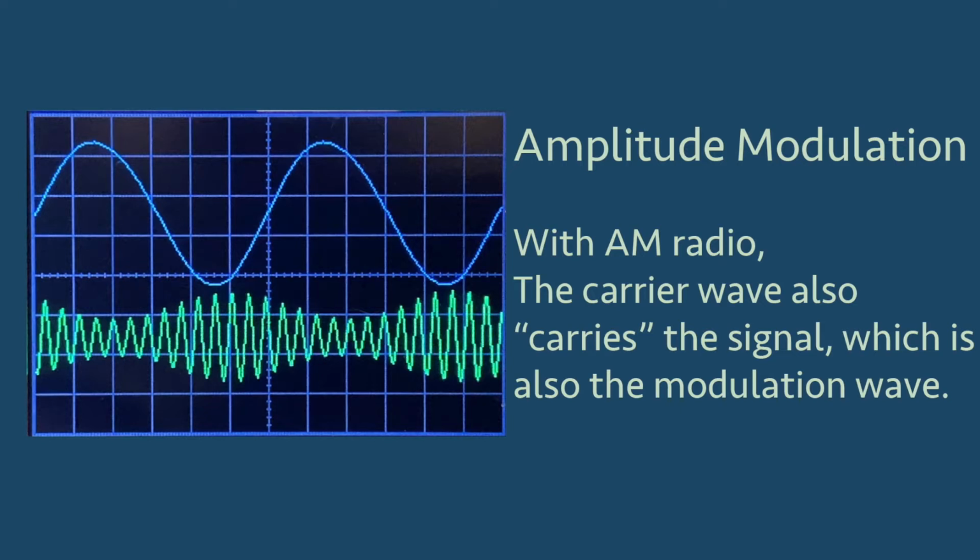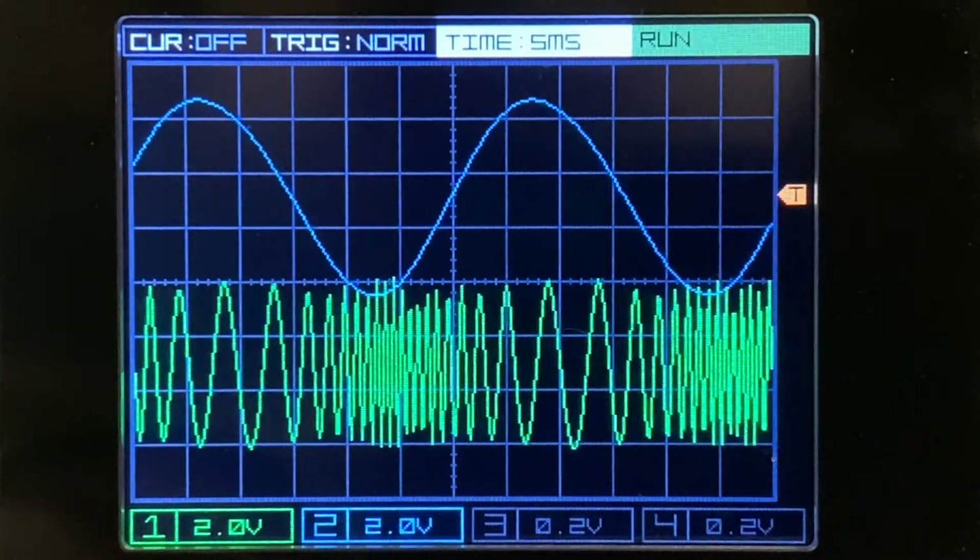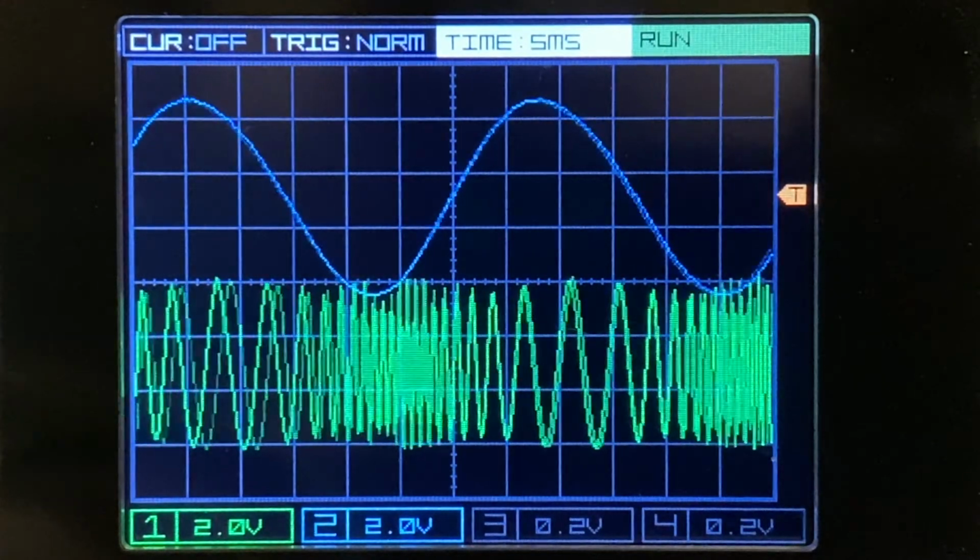We can compare the visual difference by looking at the waveform of the modulator sine wave and comparing it to the resulting waves from amplitude and frequency modulation. In this first example, the top wave is the modulator, and the bottom is the frequency modulated wave.